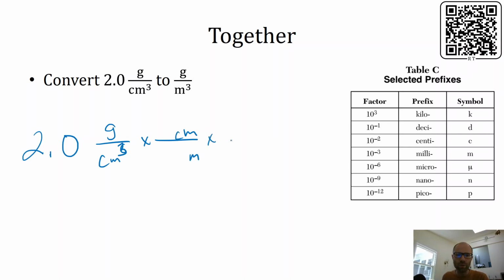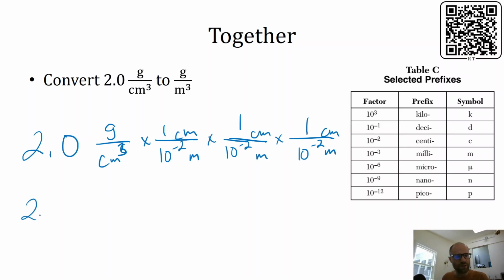But we're going to want to do this 3 times, once for each of the dimensions of centimeters. And so in each case, we're going to do this. I'm going to write 10 to the minus second on the bottom. And so that ends up being 10 to the 6th in terms of a difference. So that would be 2 million grams per cubic meter.